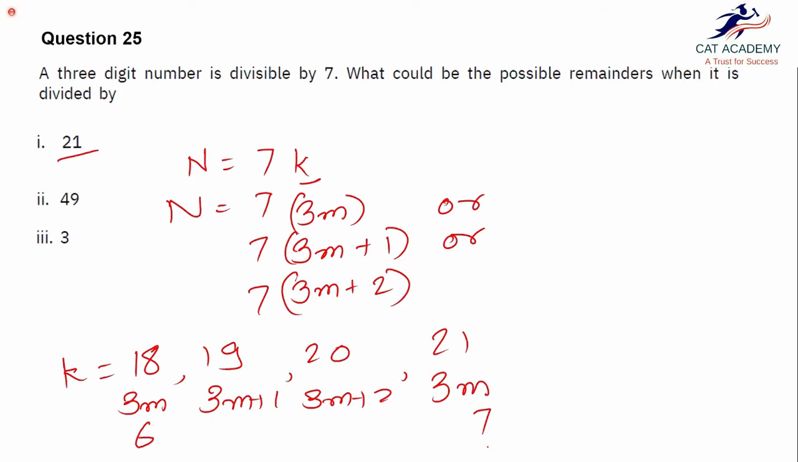But it can be called as some multiple of 3, right? The value of m is not fixed. M can be anything. So if it is 18 or 19 or 20, it is like this. If it is 21, 22, 23, it is like this, and so on. Right?